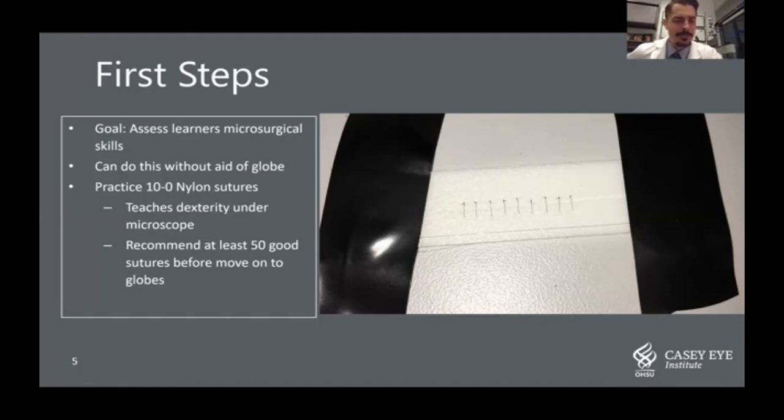I would want them to create at least 50 good sutures before we would even think about moving on to a globe, because globe wet lab simulation requires some amount of setup and expense, and getting into that situation with a trainee who doesn't really know how to focus the microscope or use the focusing pedals, and has a difficult time with their hands underneath the microscope.